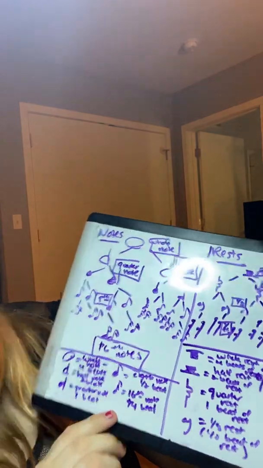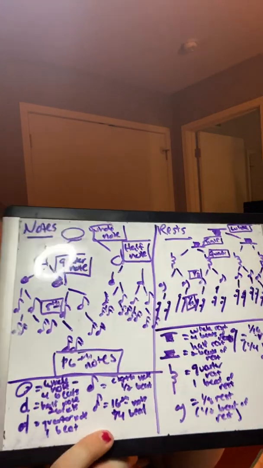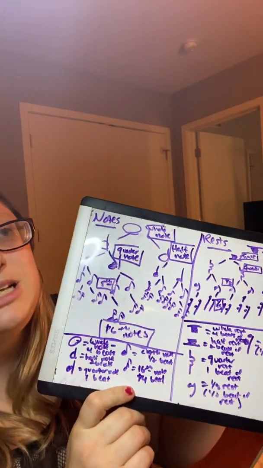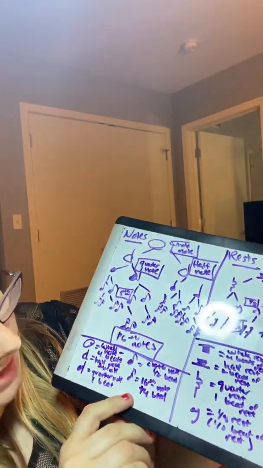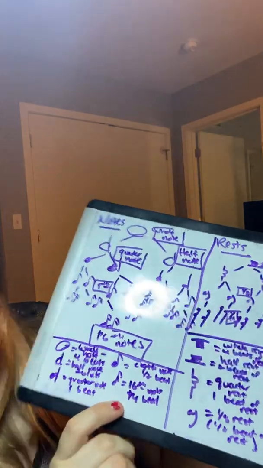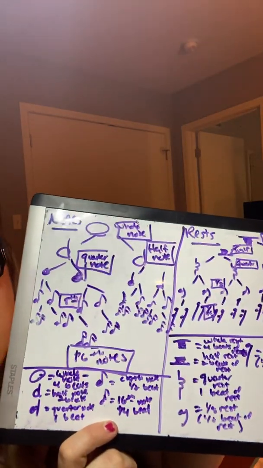Then we have a 16th note, and to be honest, I don't clap 16th notes, unless you did 1 ta teta, 2 ta teta, 3 ta teta, you could use it that way as well. This is called a 16th note, and it gets a quarter of a beat. So it's only 1/4 of a beat.